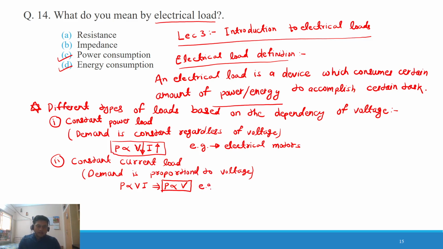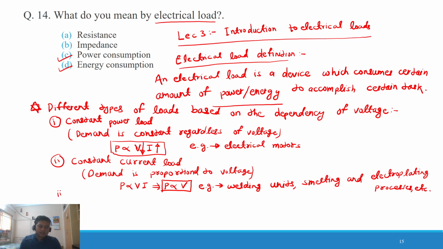And examples of this constant current load are welding units, smelting, and electroplating processes, etc.